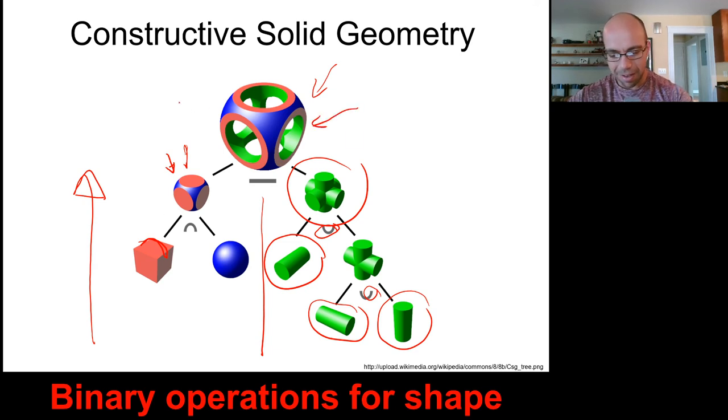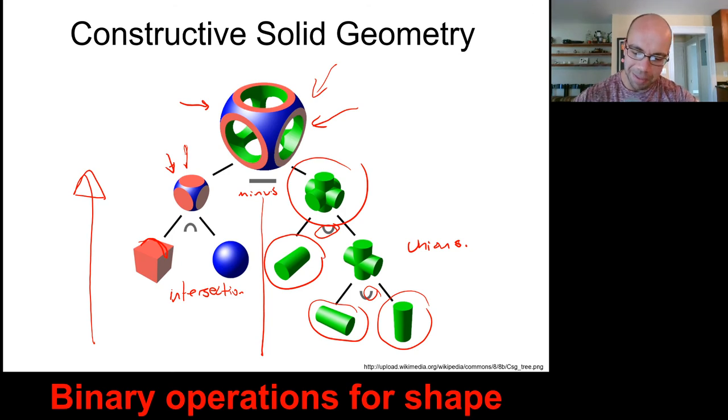And take a look at what I get. I get a really interesting object, right? This object has holes every which way. I can see through it. And this is all built out of these CSG operations, right? We have a bunch of unions over here. We have an intersection over here. And here we have a set minus or a set difference that's building the whole shape together.